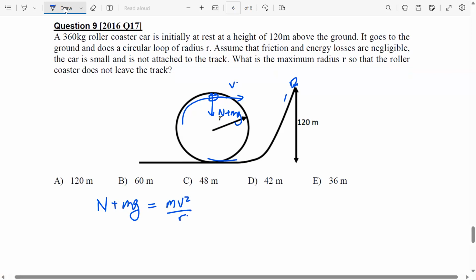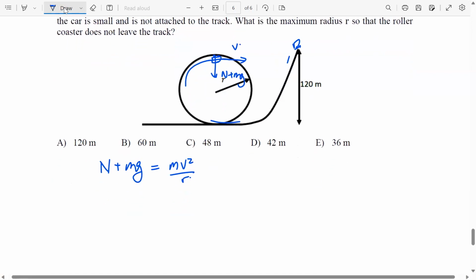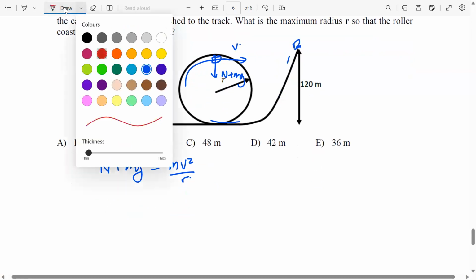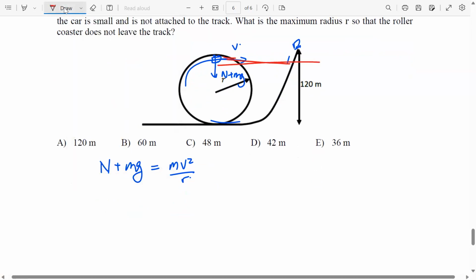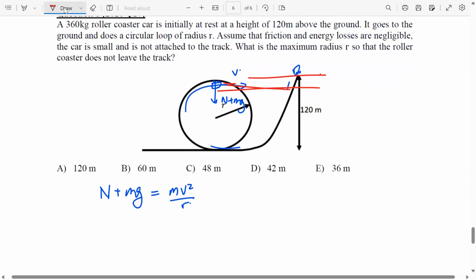Now, the maximum radius will give us the minimum speed, because the loss in GPE gives you the gain in KE. So at the maximum possible radius, the speed will be at its minimum. This is the distance I want to find later. Now for this, N is equal to 0 at its minimum speed. So we can say that therefore v squared is equal to gr. This is the minimum speed to remain in contact.